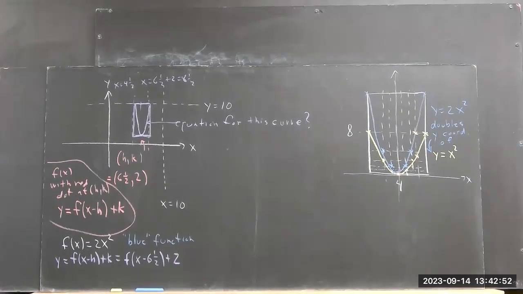Now, you have your own H and K. Somebody has their hand up, so I'm going to pause here and see what I'm doing wrong.